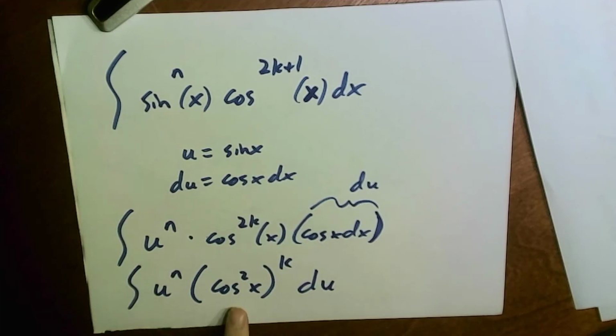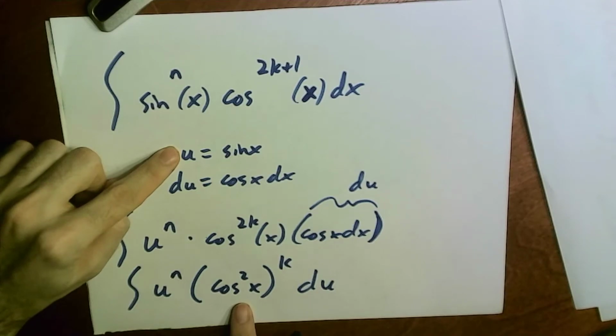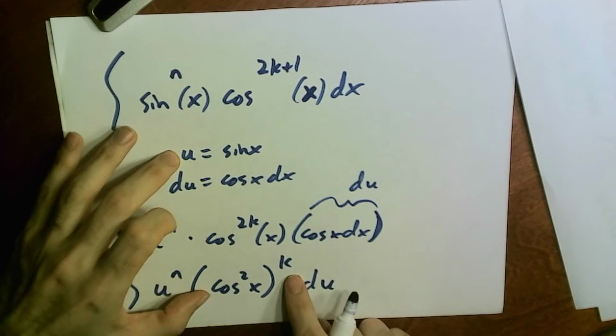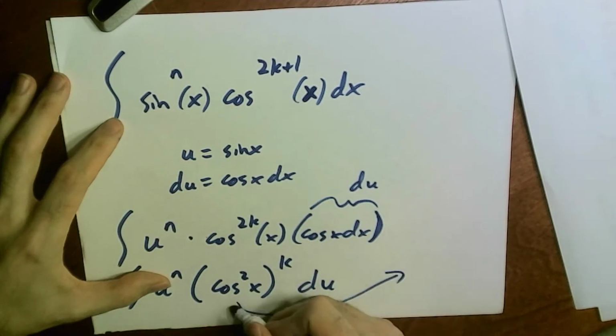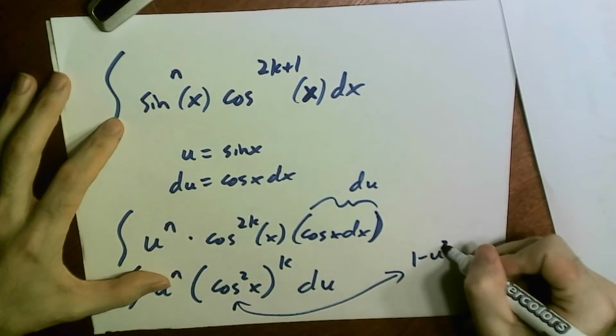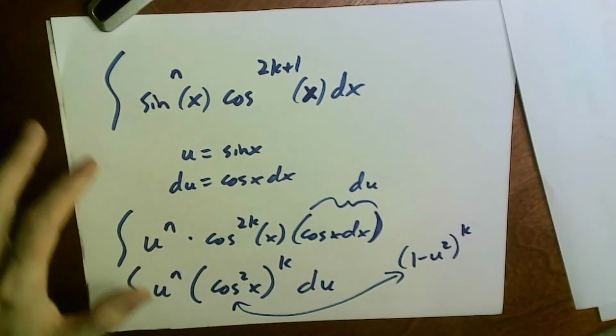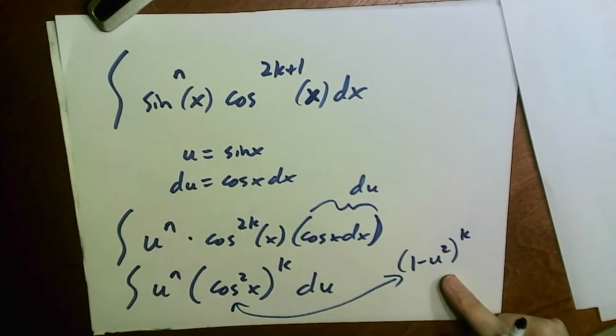And why do we like this? Because it's easy to turn cosine squared into u's. It's annoying to turn a single cosine, but cosine squared is fine, and then I'm just raising it to the k. So this cosine squared will end up being a 1 minus u squared, and that still gets raised to the k, which might be a lot of terms. The bigger k is, the bigger this gets, but it's still doable. It's still a polynomial, and that we can integrate without too much trouble. So not so bad.